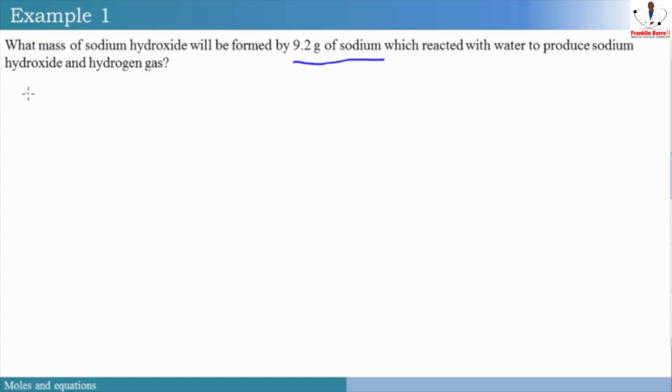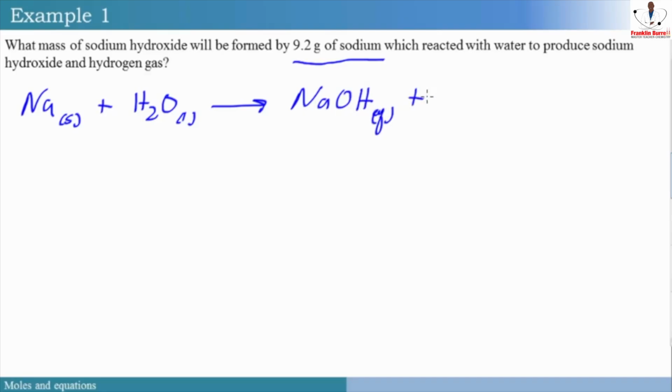To balance this equation, we must first write the equation. So we write sodium, solid, plus water, which is liquid, produces sodium hydroxide, and this is aqueous, plus hydrogen gas. So here we have sodium reacting with water to produce sodium hydroxide plus hydrogen gas.